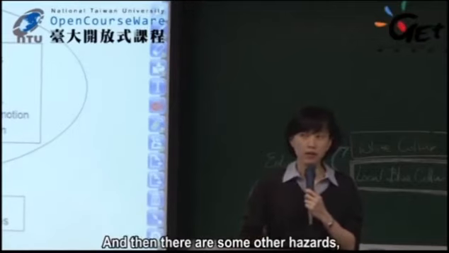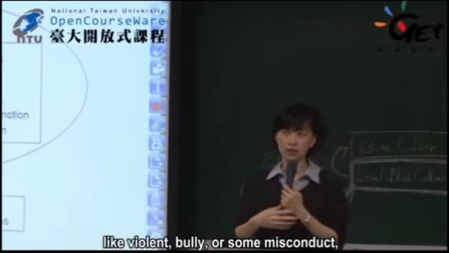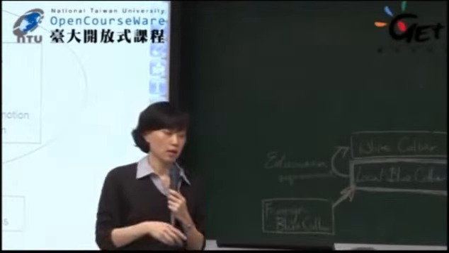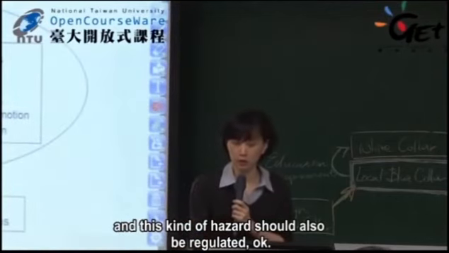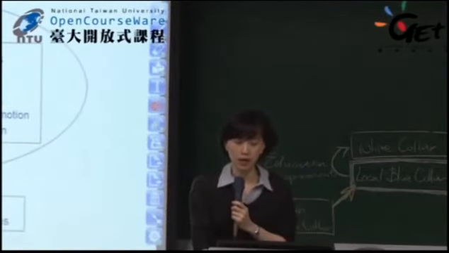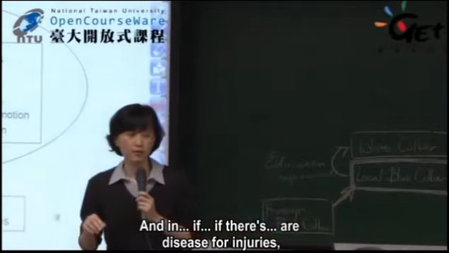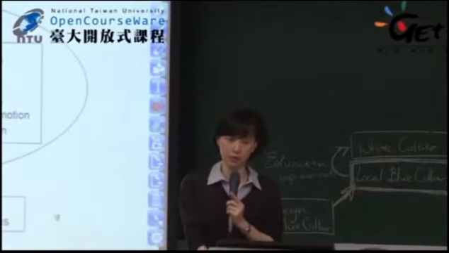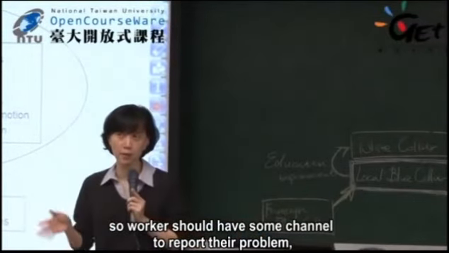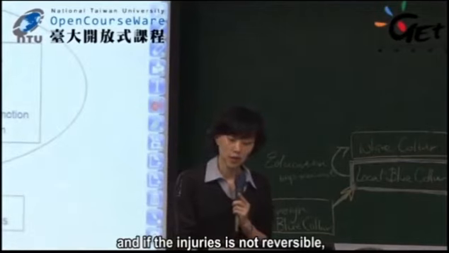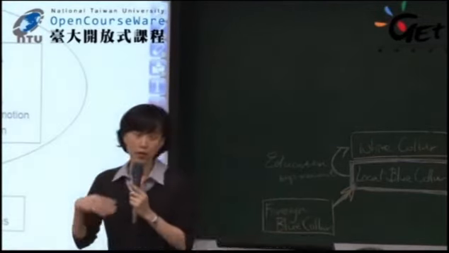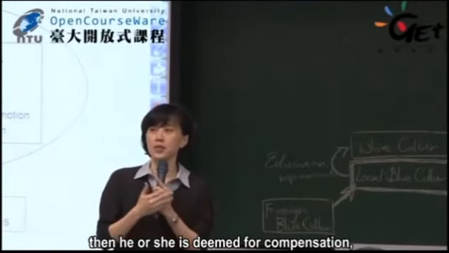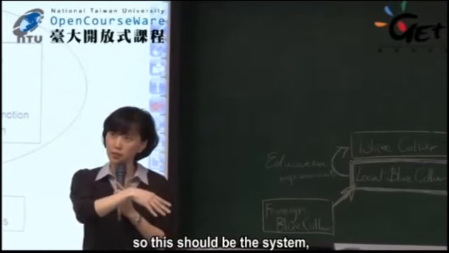Okay. And then there are some other hazards, like violence, bullying, or some misconduct. And this kind of hazard should also be regulated. Okay. And if there is disease or injuries, then there should be some reporting system. So workers should have some channel to report their problem. And if the injury is not reversible or the injury has occurred, then he or she is deemed for compensation. So this should be the system.